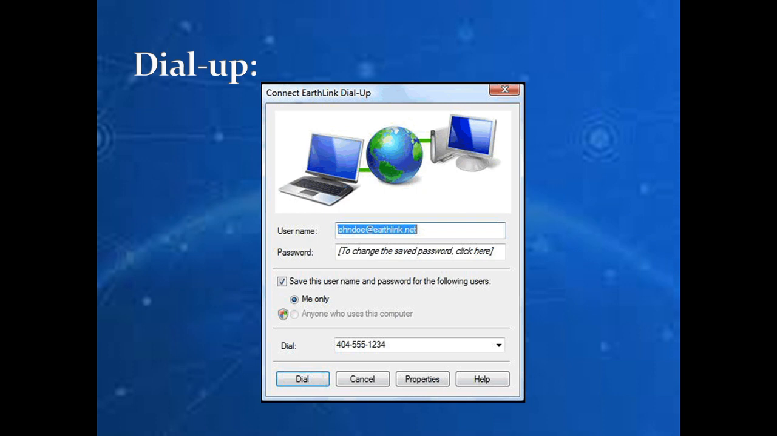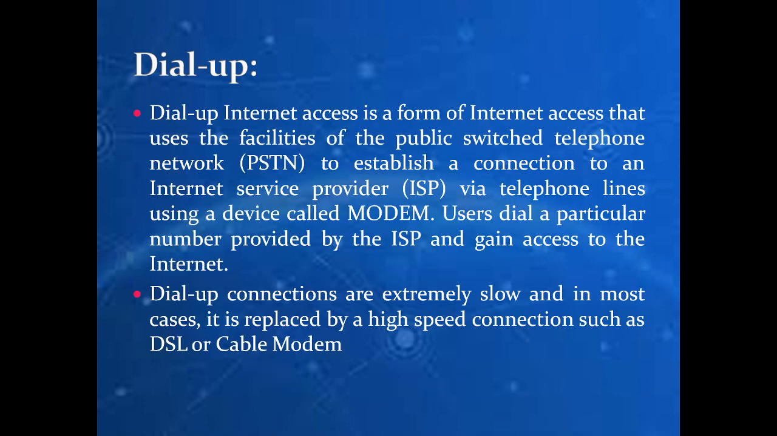This type of connection was dial-up connection, which was preferably used for home, not for any business purpose. It was being used in homes for personal use. So let us have the details about dial-up connection. Dial-up internet access is a form of internet access that uses the facilities of the public switched telephone network to establish a connection to an internet service provider via telephone lines using a device called a modem. Now you can understand the use of a modem.